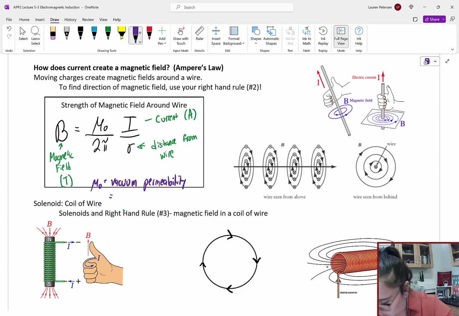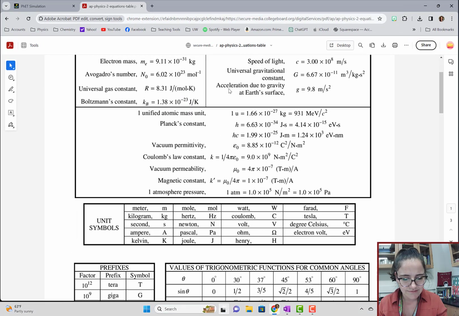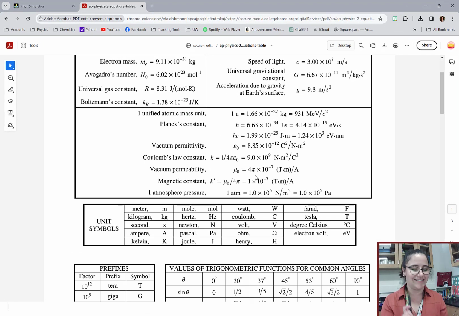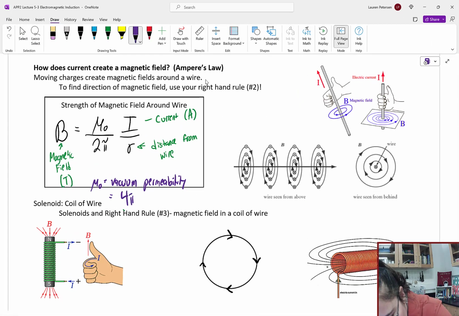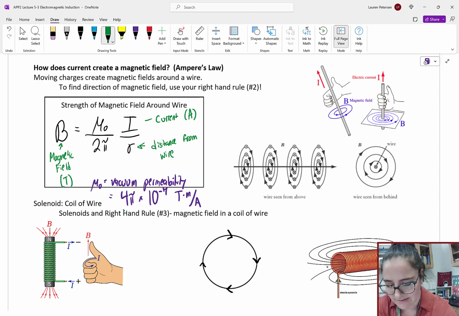And it's equal to, and I already forgot it, 4 pi times 10 to the negative 7 Tesla meters per amp. So 4 pi times 10 to the negative 7 Tesla meters per amp. And you can see, of course, then how those units cancel out with our distance being in meters. So the meters and amps cancel out, and we have our units of Tesla.